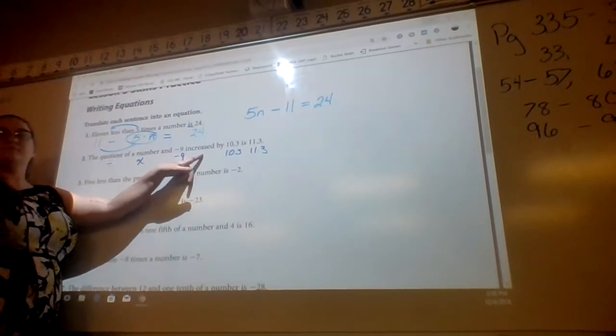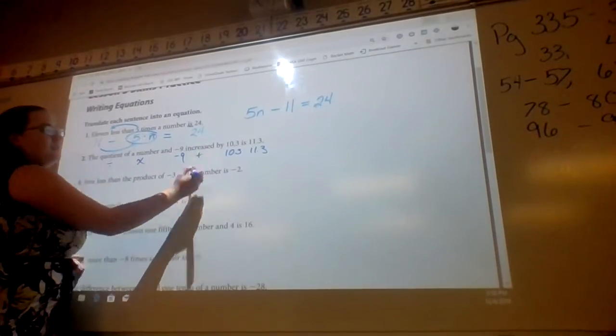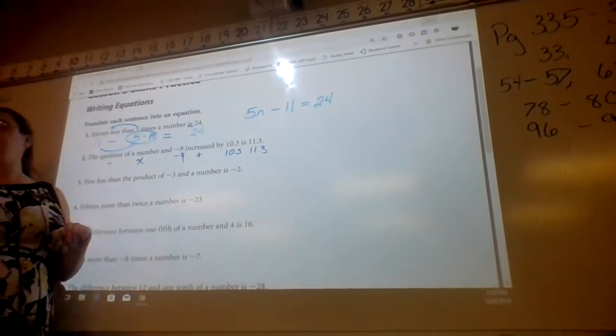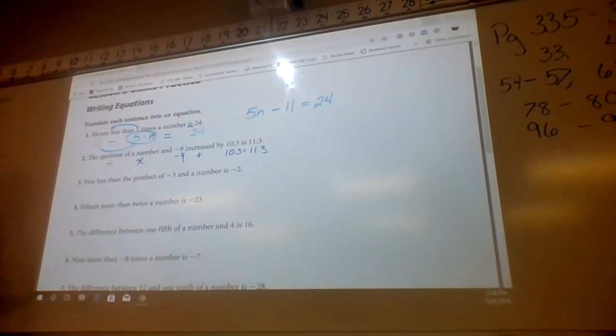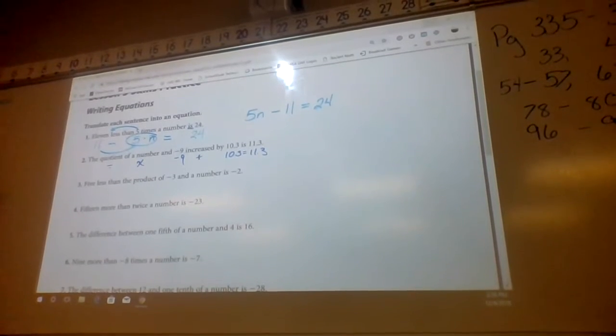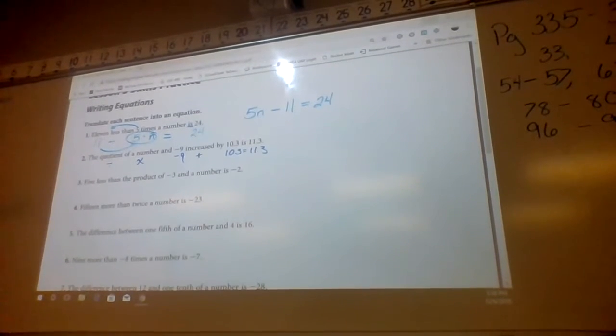What does increase mean? Anything else? What does this mean? Equal. Anything else? Why'd you say what, Alexis? Does that make any sense? Divide X negative 9 plus 10.3 equals 11.3.